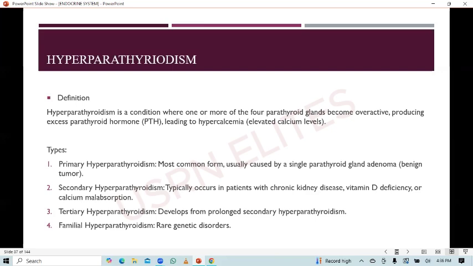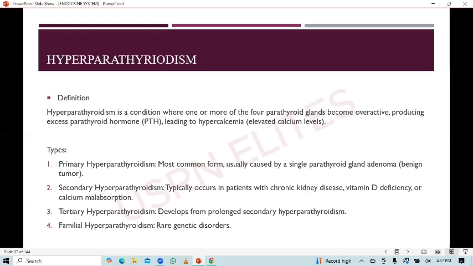So in hyperparathyroidism, once again, we say there's an overreaction of the four parathyroid glands. This produces excess parathyroid hormone, leading to hypercalcemia. We have types of hyperparathyroidism: the primary, the secondary, the tertiary, and then the family history type, or the genetic type.